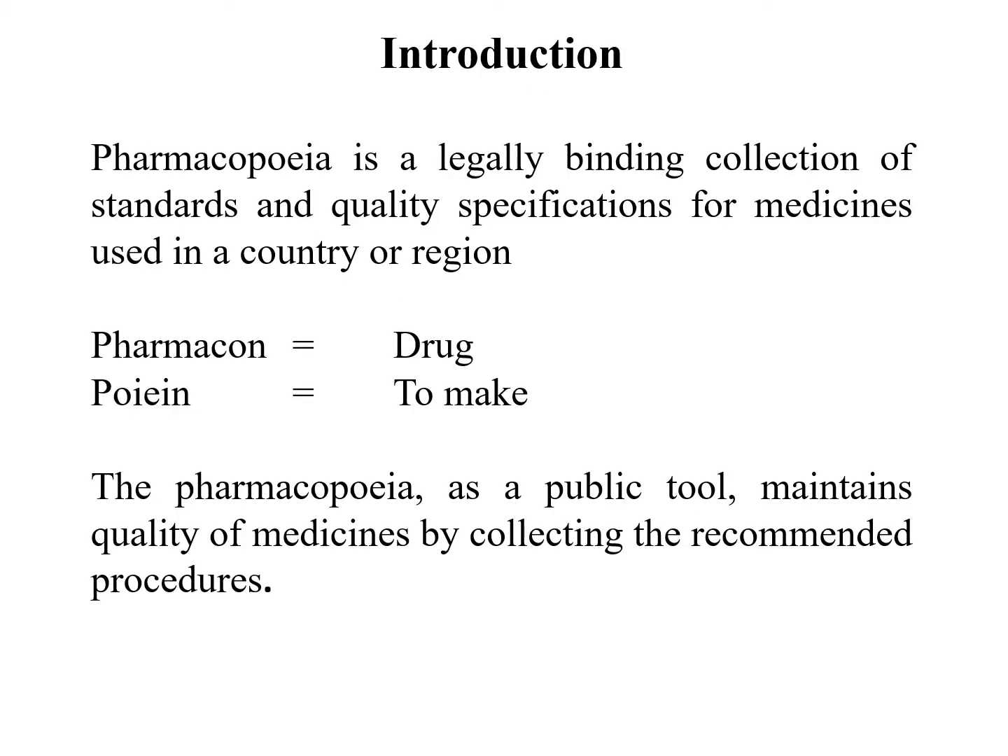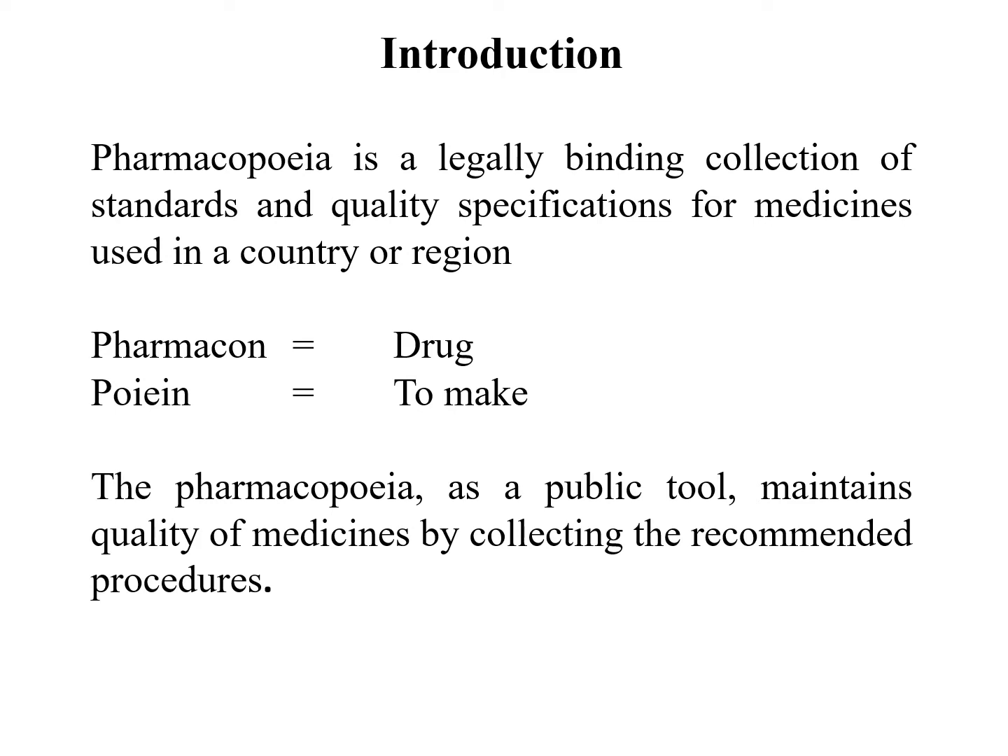Pharmacopoeia is a legally binding collection of the standards and quality specifications for the medicines used in a country or a region. Pharmakon is drug, poiein is to make. So in Latin, pharmacopoeia is termed as how to make the drug. The details of making a drug will be there in the pharmacopoeia. The pharmacopoeia is a public tool that maintains the quality of the medicines by collecting the recommended procedures.